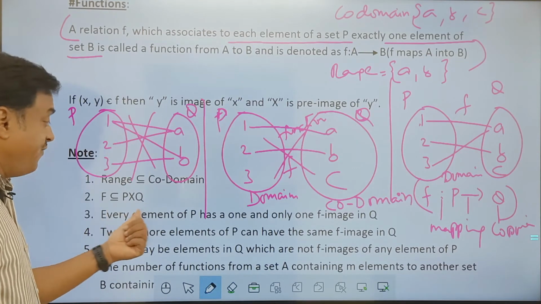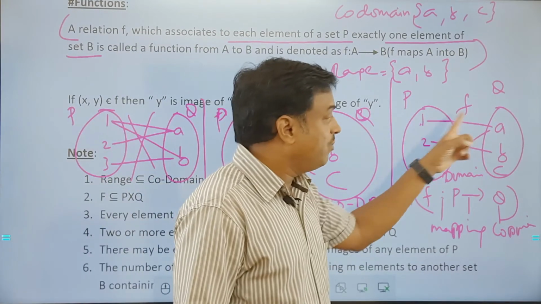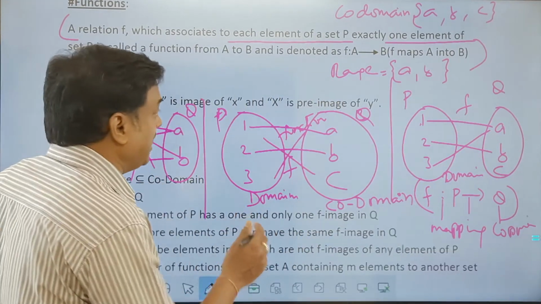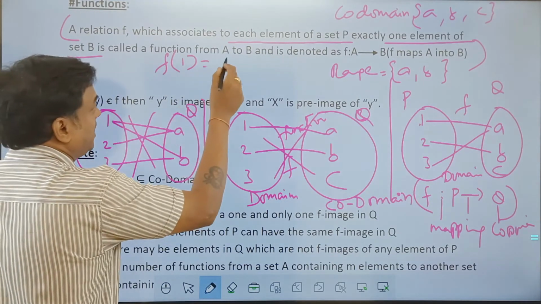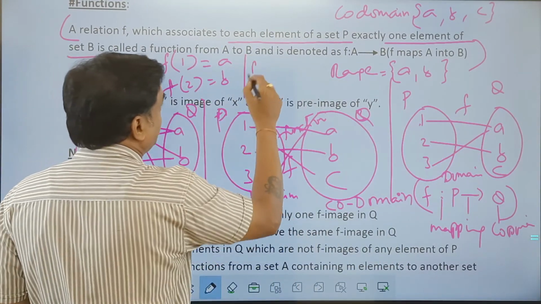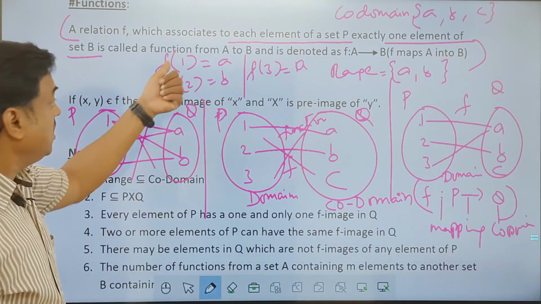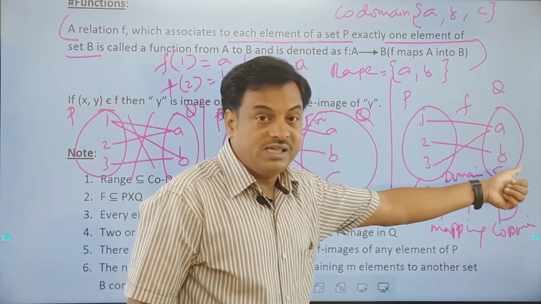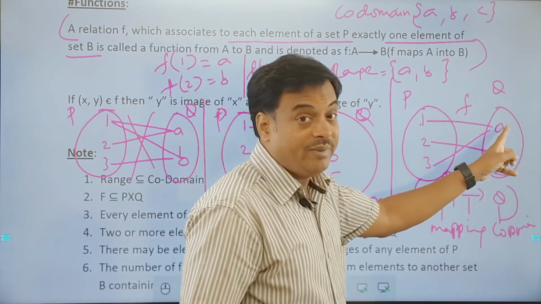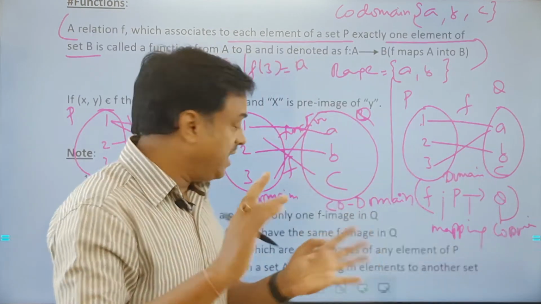Third, every element of P has one and only one image in Q. So here 1 has only one image, 2 has only one image, 3 has only one image. How do we write this, my friends? The function's name is f: f of 1 is A, f of 2 is associated with B, and f of 3 is again A. So for 1 the image is A, for 2 the image is B, for 3 A is the image. Now the reverse is called pre-image. For A, the pre-images are 1 and 3. For B, the pre-image is 2, and for C there is no pre-image. So image and pre-image are the words.